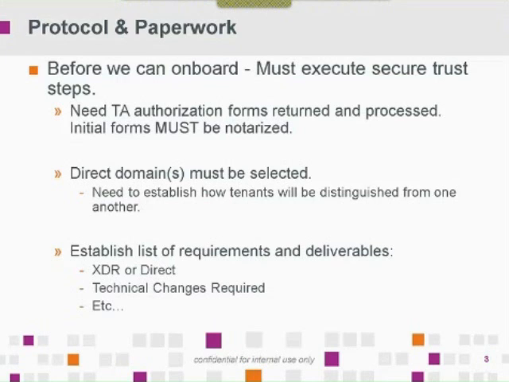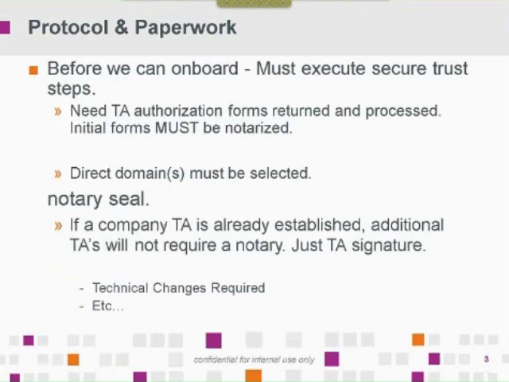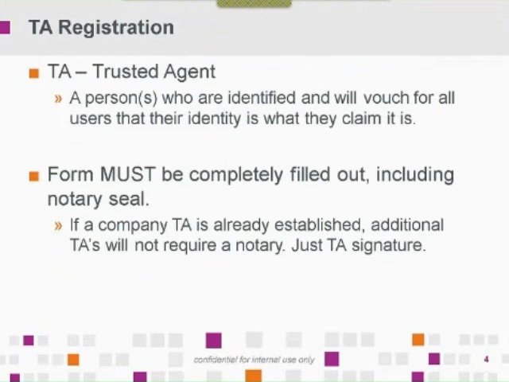We need to identify the domain name that you're going to want to use, and then ultimately we need to understand the workflows and the requirements that we're going to actually be delivering on. So again, the trusted agent, the person who's going to vouch for the identities, should fill it out completely and return it, and that'll help in the overall process.